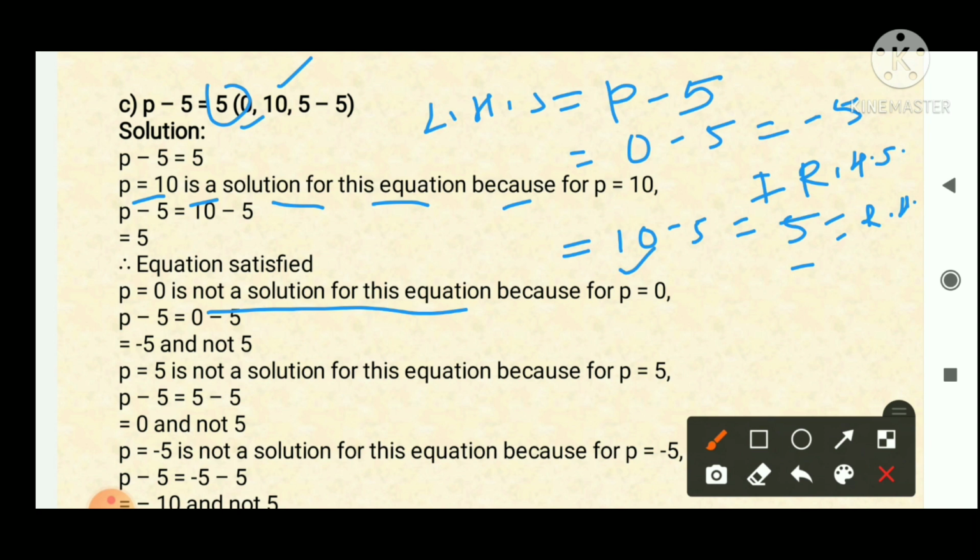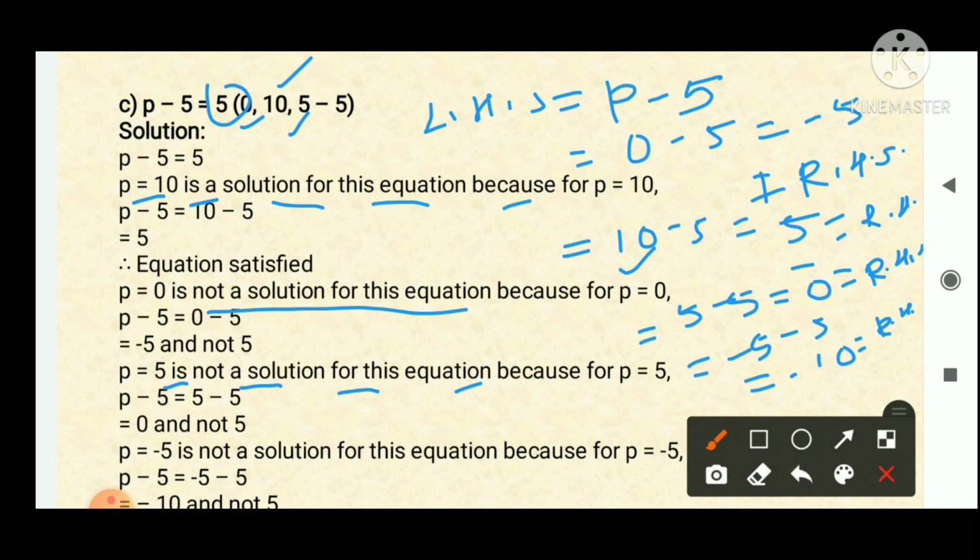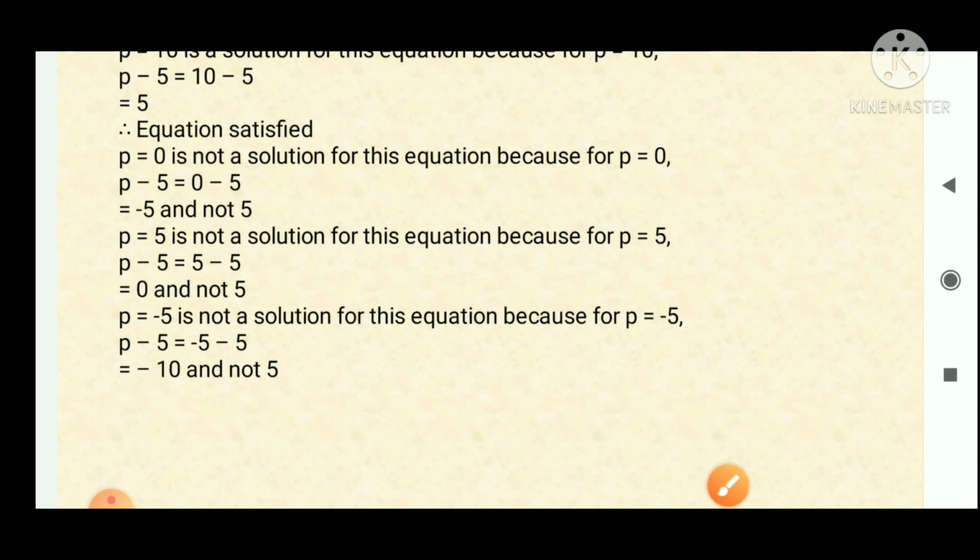Now we take p is equal to 5. So 5 minus 5 is 0, which is not equal to the right hand side. So the equation is not satisfied. So p is equal to 5 is not a solution for this equation. Now we will put the value of p is equal to minus 5. Minus 5 minus 5 is minus 10, which is not equal to the right hand side. It means if we take the value of p is equal to minus 5, the equation is not satisfied. So p is equal to minus 5 is not a solution for this equation. So among these four, p is equal to 10 is a solution for this equation.